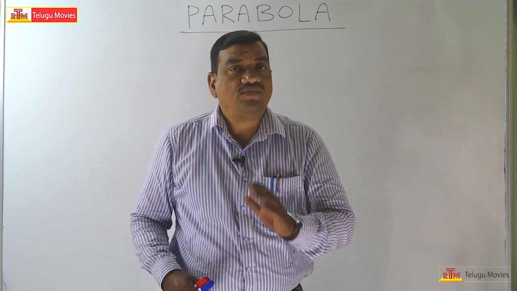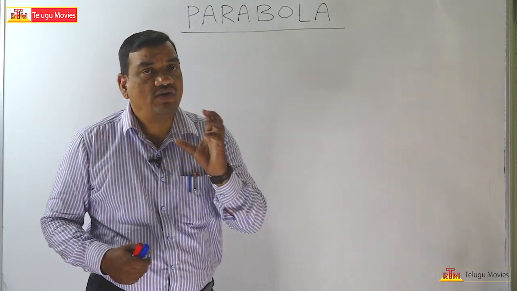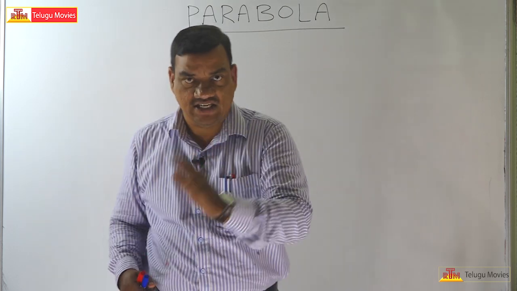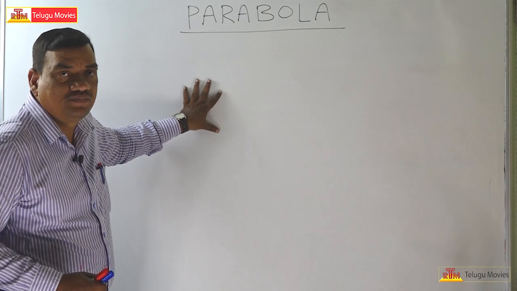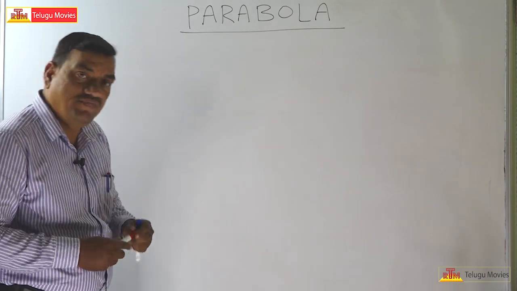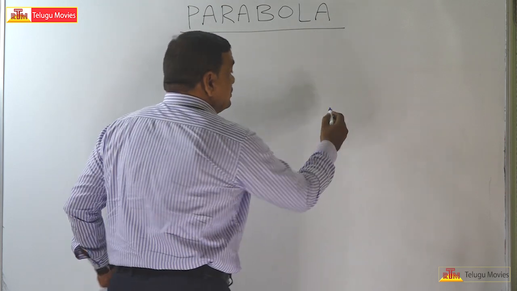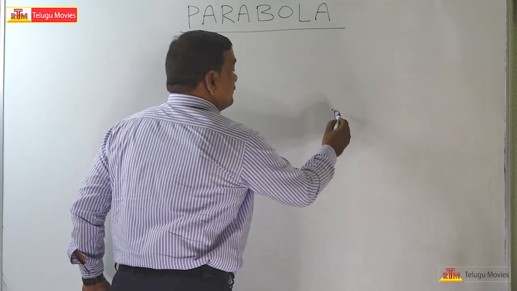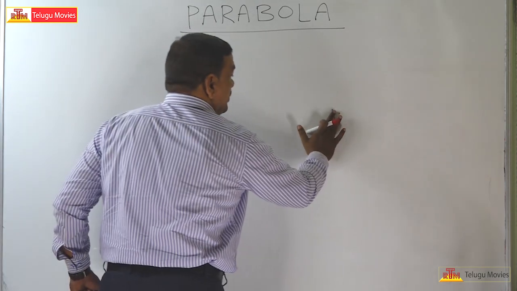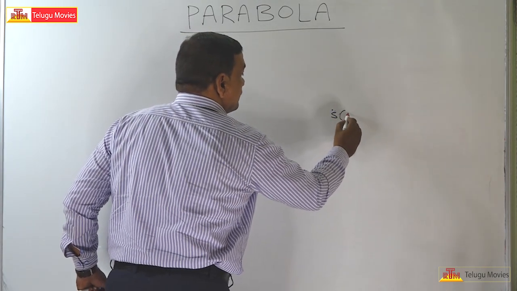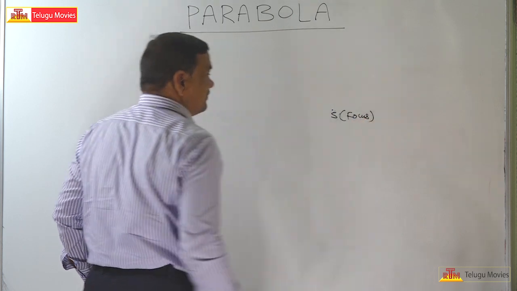So first of all, before starting the class, I will once again explain what eccentricity is. Okay. So eccentricity means what? Take a plane. In the plane, take a fixed point. Let the fixed point be P. That fixed point P or S, we call it a focus.